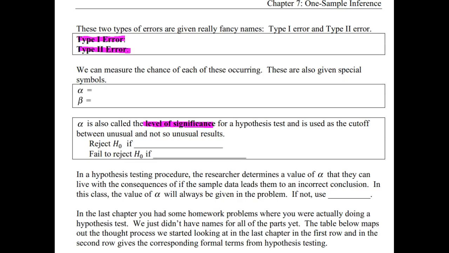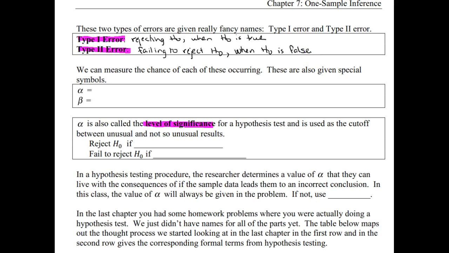So as I said on the previous page, these two types of errors are given really fancy names: type 1 error and type 2 error. Type 1 error is rejecting the null hypothesis, H sub 0, when H sub 0, the null hypothesis, is true. And type 2 error is when we fail to reject the null hypothesis, H sub 0, when that hypothesis H sub 0 is actually false.